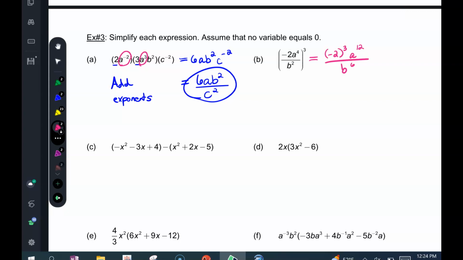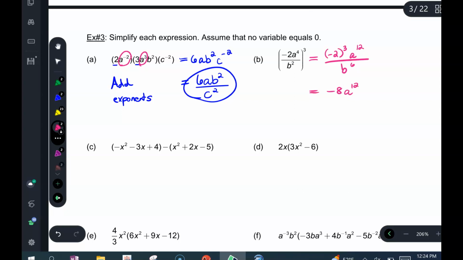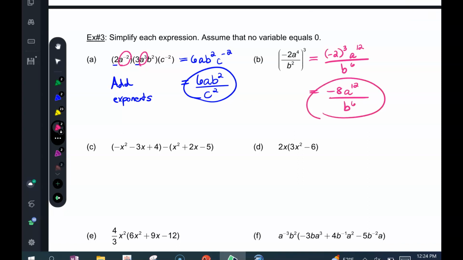What's -2 to the third? -2 times -2 times -2? Good. Do I have to move the -8? No, because that's not an exponent, right? That's a coefficient. We only move them to the denominator if the exponent's negative, not the actual number.